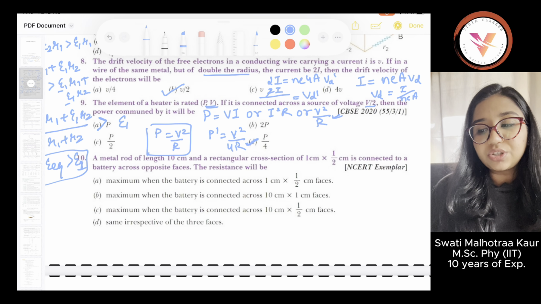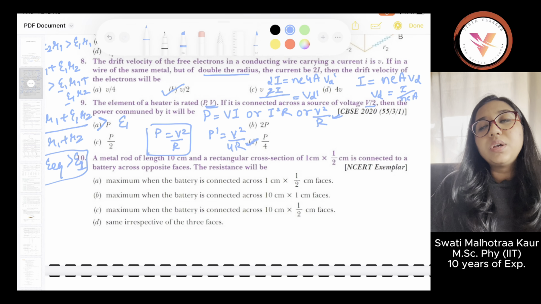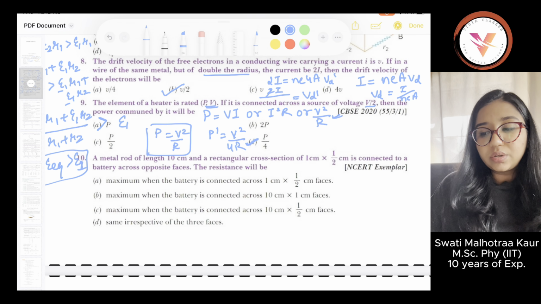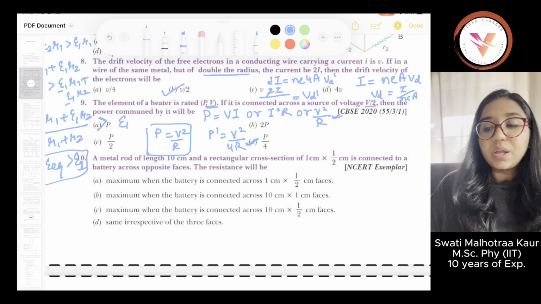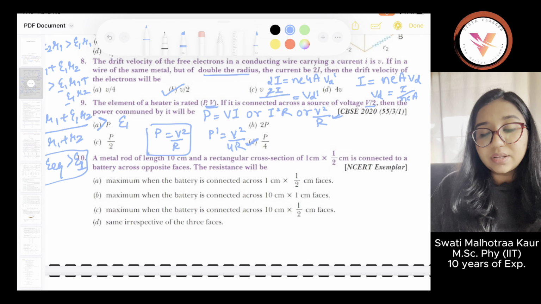There is no change in temperature. Nothing has been mentioned here. So just choose the formula wisely. What variables are constant, and in which term you have to calculate the relation.